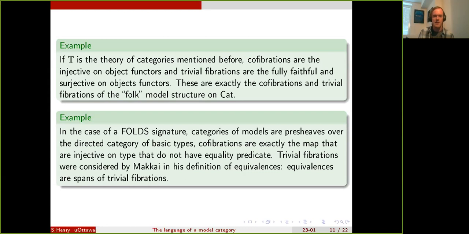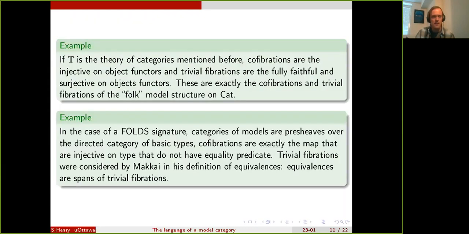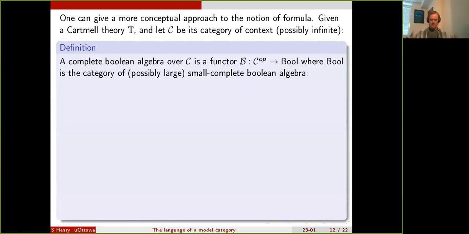So Makkai defined two models of a first-order signature to be equivalent if there is a span of trivial fibrations, in the sense I just defined, connecting them. Right. So I can give a more conceptual, or maybe I should say more categorical, definition of those formulas I have defined.